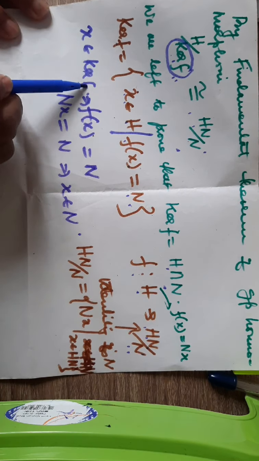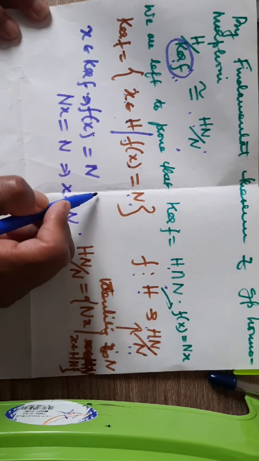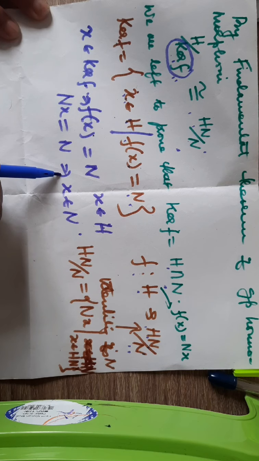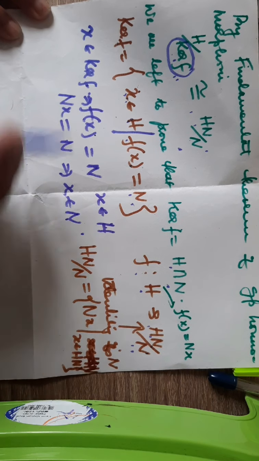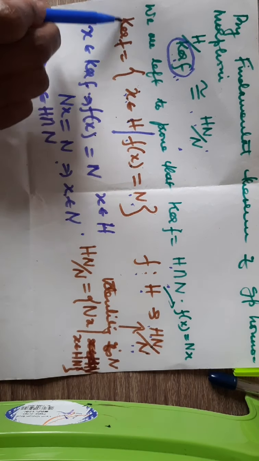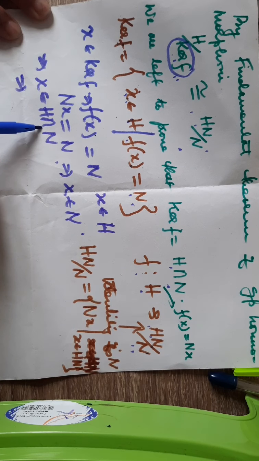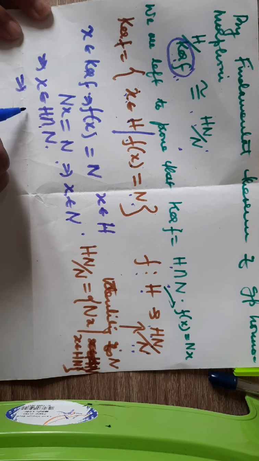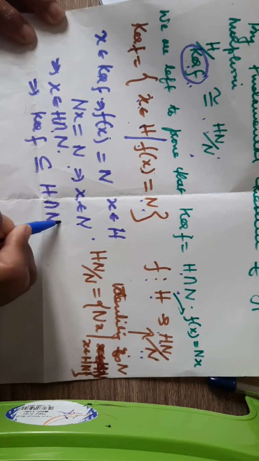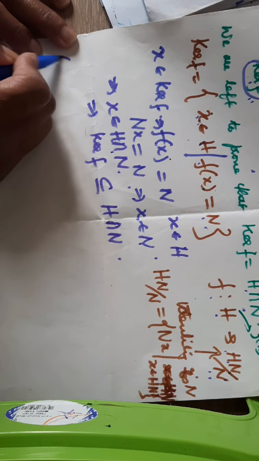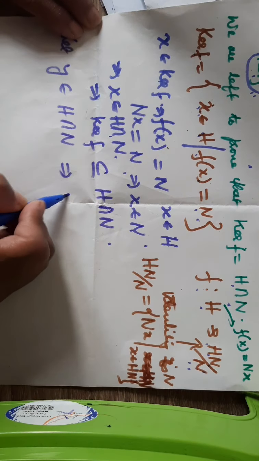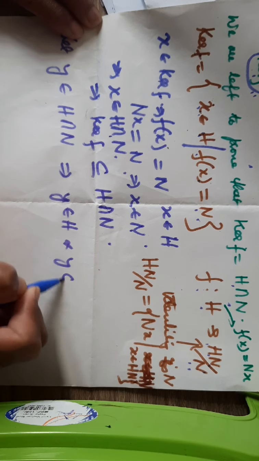Now here, x belongs to the kernel of f, where x is in H, and finally we are able to show that x also belongs to N. So x belongs to their intersection. That means every element of the kernel of f will also be in their intersection, H ∩ N. So the kernel of f is a subset of H ∩ N. Now conversely, let us take y belonging to H ∩ N. This will imply that y belongs to H and y belongs to N.